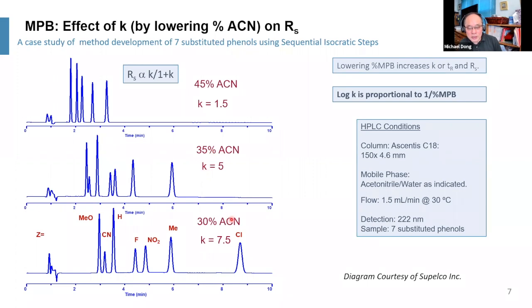By going lower in solvent strength to 30% acetonitrile, I can see that I achieve a very good separation of all 7 peaks, right? So from methoxyphenol, cyanophenol, phenol, fluorophenol, nitrophenol, everything is separated at baseline. So this is almost a perfect method, a good starting point, right? Then I can fine-tune the method to make sure I have sufficient sensitivity.